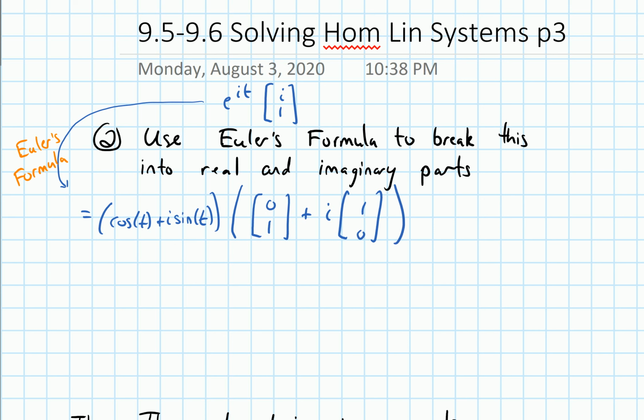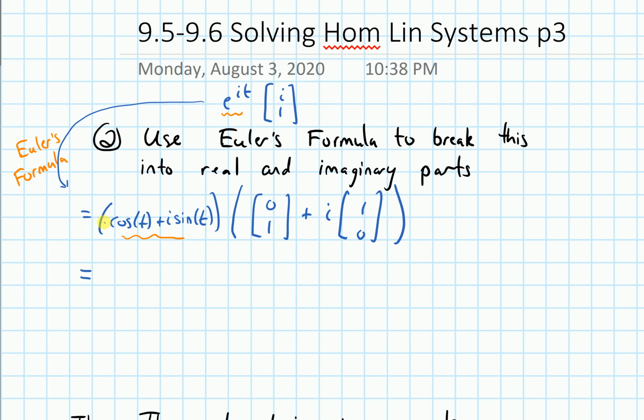Okay, so for my eigenvector, we've split that up into its real and imaginary parts. For this e to the it, the part that had the eigenvalue, we've used Euler's formula on that. So Euler's formula applied to this e to the it term. All right, so now let's continue to simplify this.